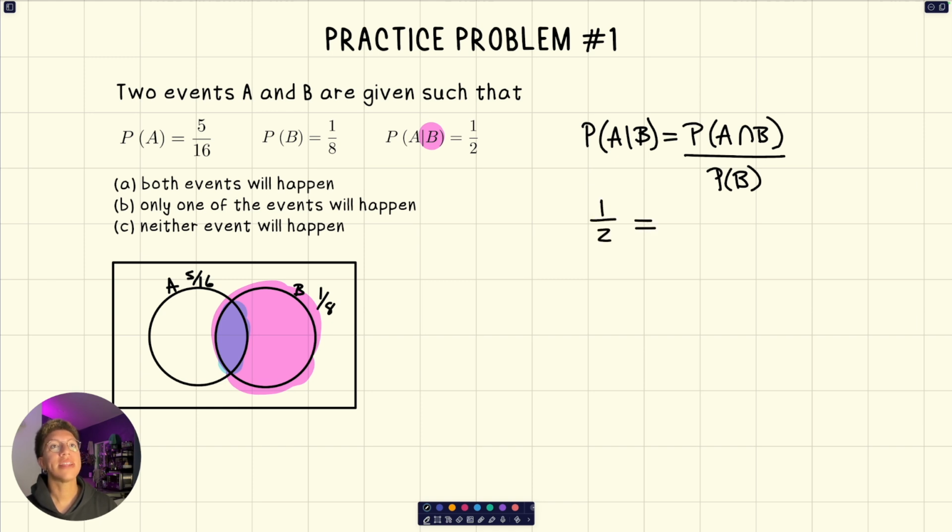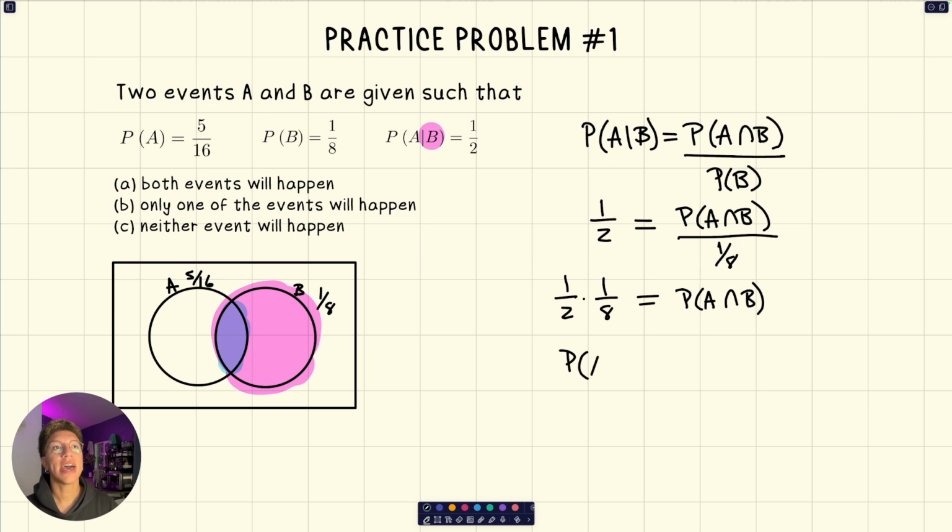That's equal to the intersection, which we don't know, but we're trying to find that out. And then the probability of B happening is 1/8. So just by doing a little algebra, taking our 1/8 and moving it over, we get 1/2 times 1/8 is equal to the probability of A intersection B. And finally, we can say the probability of A intersection B is equal to 1/16, which we can then go ahead and put into our diagram, like that.